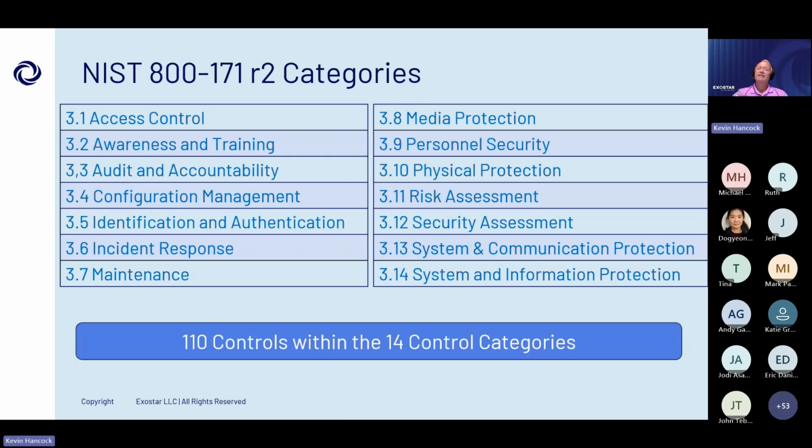Now, when we talk about NIST 800-171, we're talking about 110 controls across 14 different categories. And these controls, right, they're not evenly spread across these 14 categories. Some have 2, some have 5, etc. And these are weighted differently based on that overall assessment guide when you do that self-assessment.